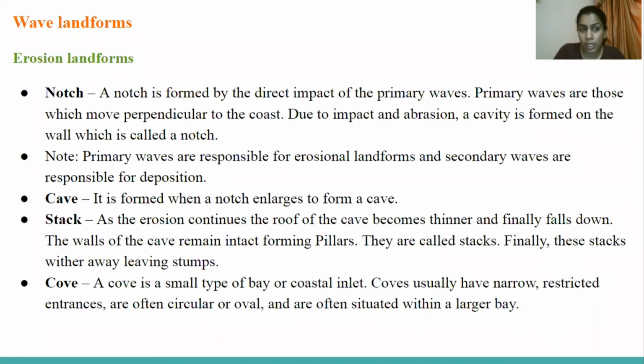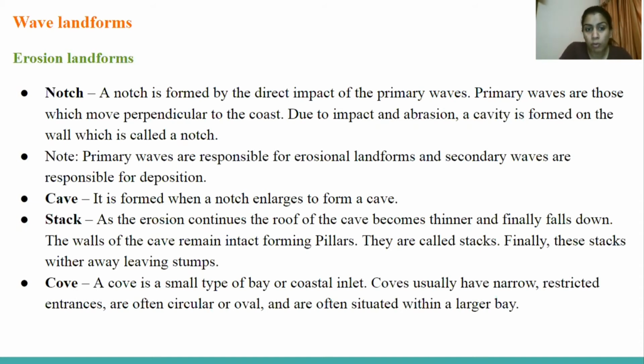Next we are going to study about wave landforms, and the first one are erosional landforms. So what is a nosh? A nosh is formed by the direct impact of the primary waves. Primary waves are those which move perpendicular to the coast. Due to the impact and abrasion, a cavity is formed on the wall, which is called a nosh. So primary waves are responsible for erosional landforms and secondary waves are responsible for deposition.